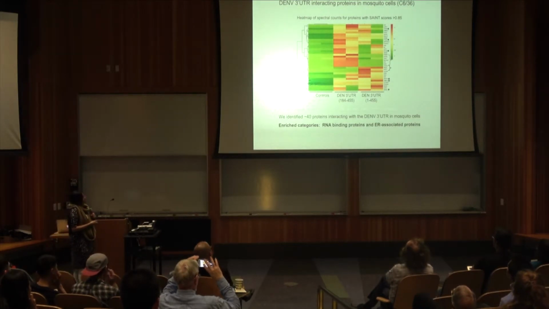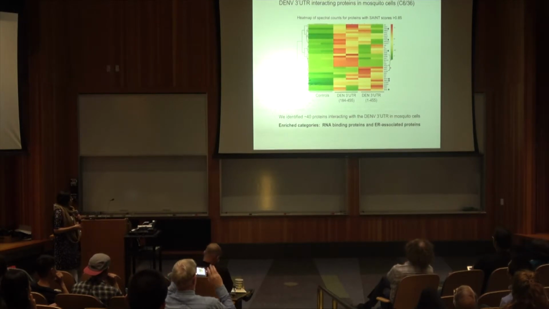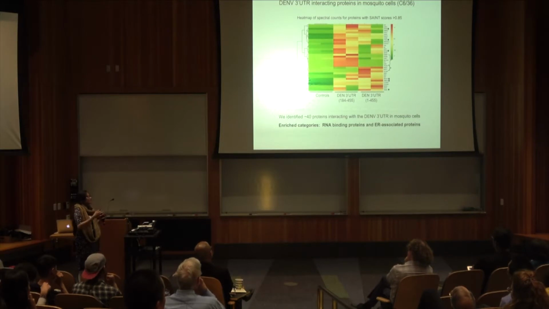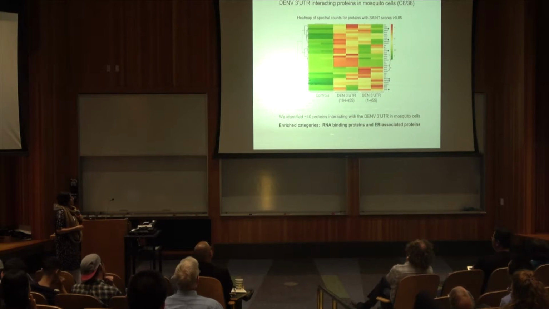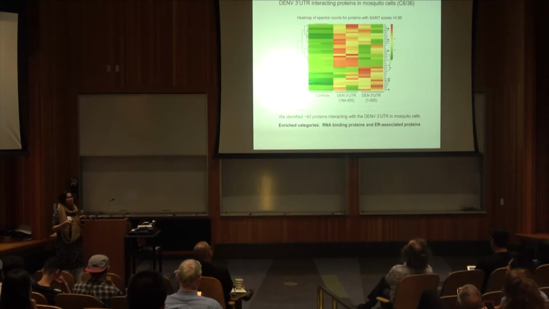As you can see, there are several proteins that interact with both the full-length 3' UTR and the shorter version of the 3' UTR. We identified around 40 proteins that could possibly interact with the dengue 3' UTR either directly or indirectly as a part of a complex. And most of these proteins were RNA binding proteins and ER associated, endoplasmic reticulum associated proteins. We selected a few proteins that could bind to both the longer and the shorter versions of the 3' UTR for further experiments.